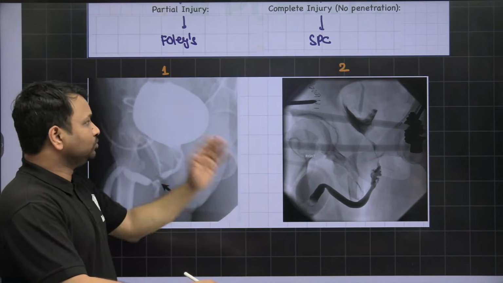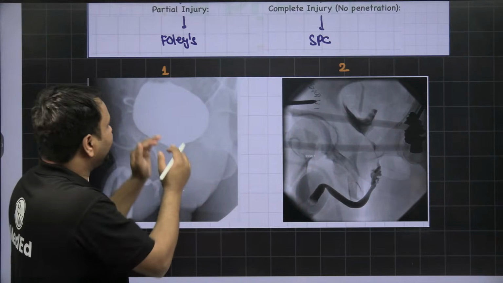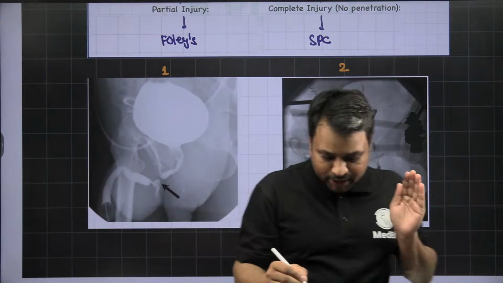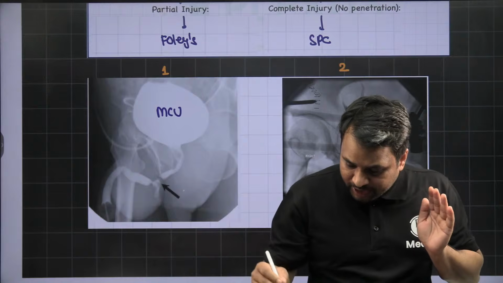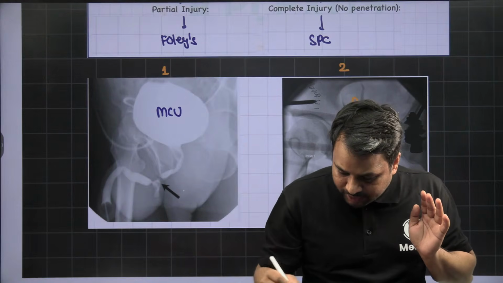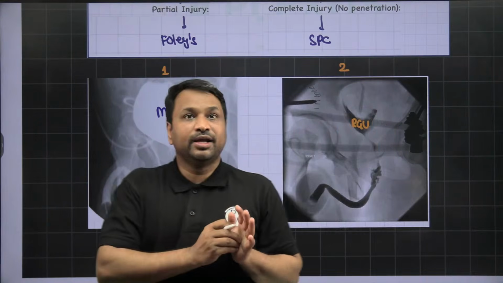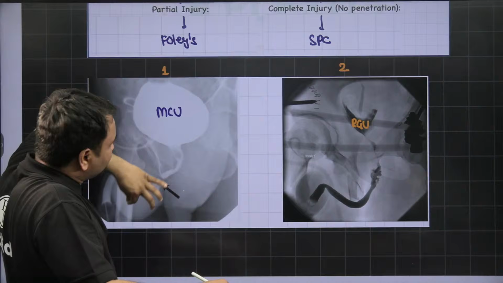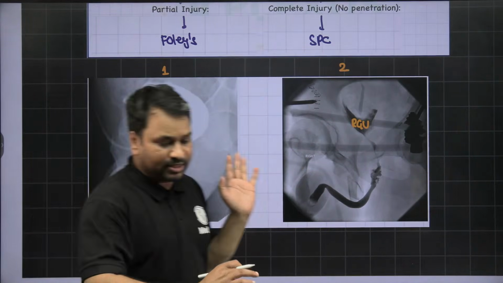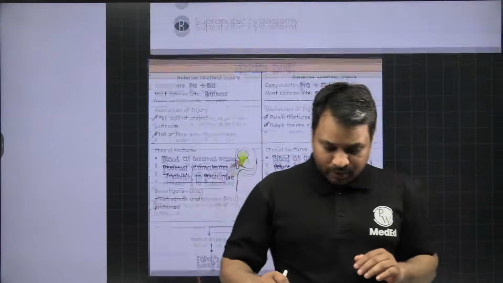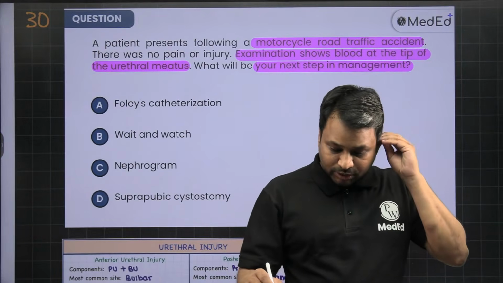Out of 1 or 2, see, here the bladder is full, here the bladder is not filled, right? So how do you differentiate it? If the bladder is full, it is your micturating cystourethrogram. So this is your MCU. If the bladder is empty, this is your retrograde urethrogram. So this is your RGU. If the bladder is filled, it is MCU. If the bladder is not completely filled, it is a retrograde urethrogram. As simple as that. So RGU is your image number 2. The question is, what is your next step? Now, our patient presents to you with blood at the urethral meatus.